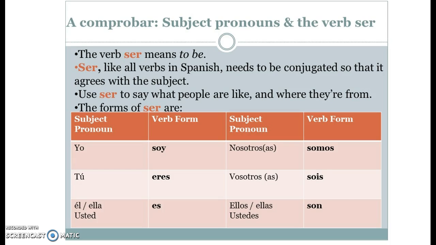Yo soy, tú eres, él, ella, usted es, nosotros, nosotras somos, that means we, vosotros, vosotras sois, this is the form used in Spain, and ellos, ellas, ustedes son.